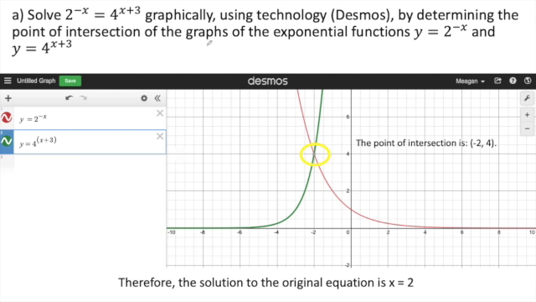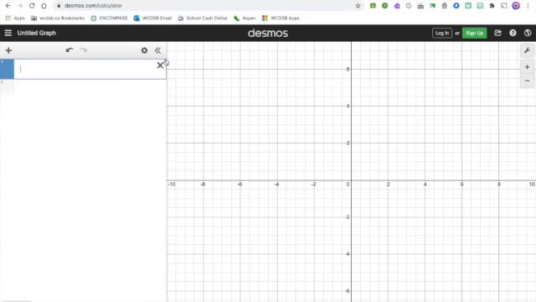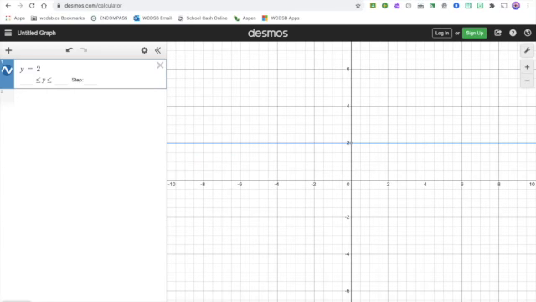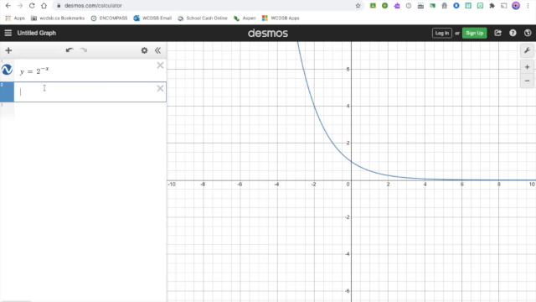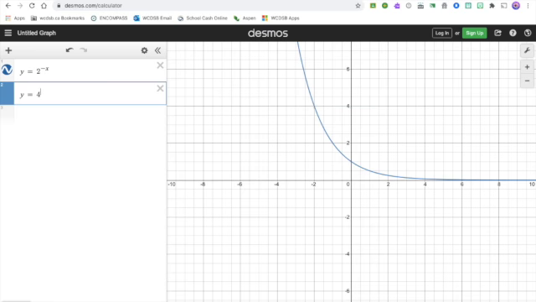Okay, so what you're going to do is go to Desmos.com/calculator on a separate browser. You're going to type in those two equations, 2 to the negative x. Just make sure that you're typing them as 2 separate equations, y equals 2 to the negative x, okay? The other one is y equals 4 to the x plus 3.